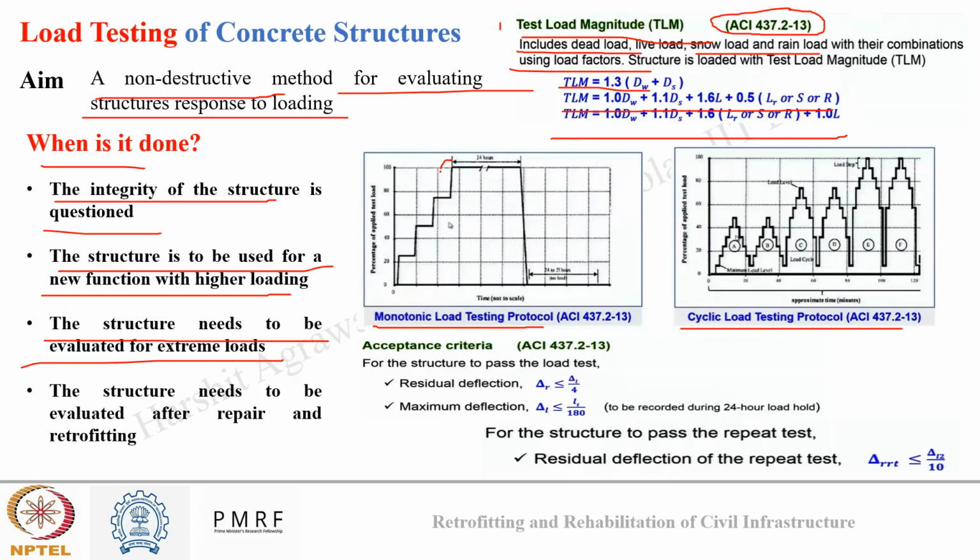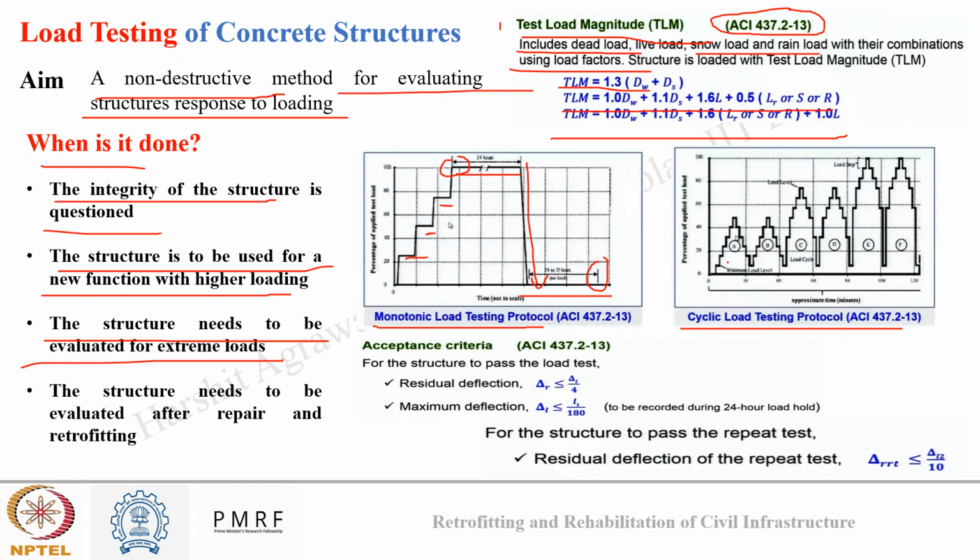When we have increased the load to 100%, we leave the structure under load for 24 hours, and we measure the response of the structure, the deflection in the structure, and then we unload the structure. And again, after unloading, we wait for 24 hours and check the deflection of the structure. So after each loading step, we check the deflection. After complete loading, we keep it for 24 hours and check the deflection, and then after unloading and 24 hours, we check the deflection. This is monotonic load testing.